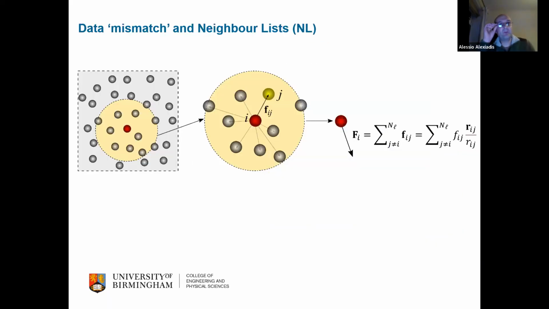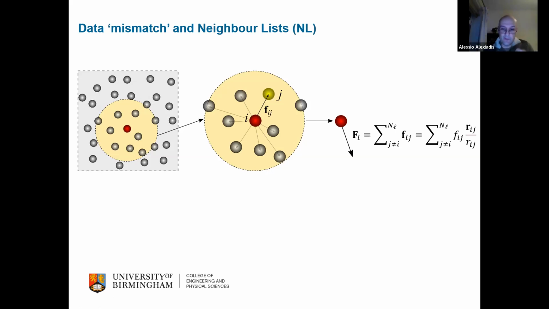Okay, now let's introduce the concept of the neighborhood list, because that will also explain the mismatch between what we want and what we have. Because we know that above a certain distance particles don't see each other, we have a radius, and particle I interacts only with the particles within this radius. The particles in this radius are part of the neighborhood list of particle I. And the resulting force or acceleration on the particle is the sum of all the forces only within the neighborhood list.